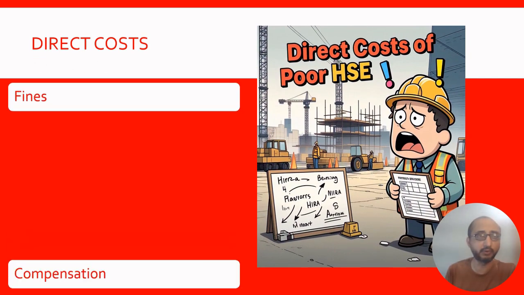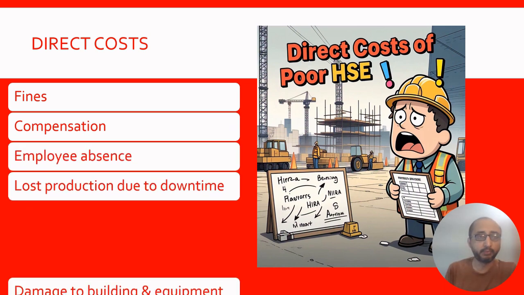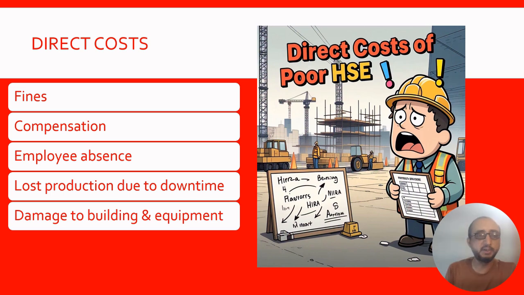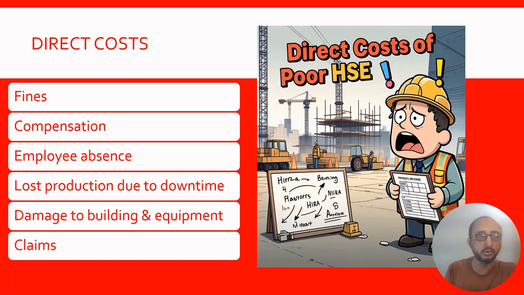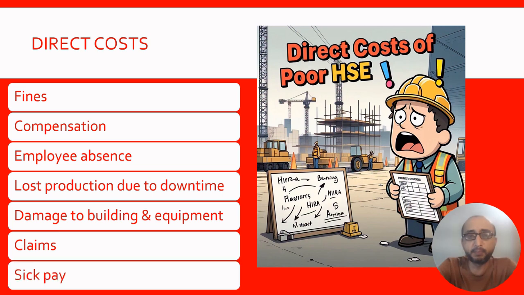So let's look into some types of direct costs. Fines due to the incident, and compensation cost. Employee absence: if the employee is injured in the incident and is on leave or in the hospital, then downtime or production loss is a direct cost. Lost production due to downtime: maybe the injured employee was running the plant and is not available, so there is downtime, or maybe the plant itself is damaged. Then damage to building or equipment: repair or replacement costs are direct costs. Then claims, or the sick pay you are paying to the workers. So these are types of direct costs.